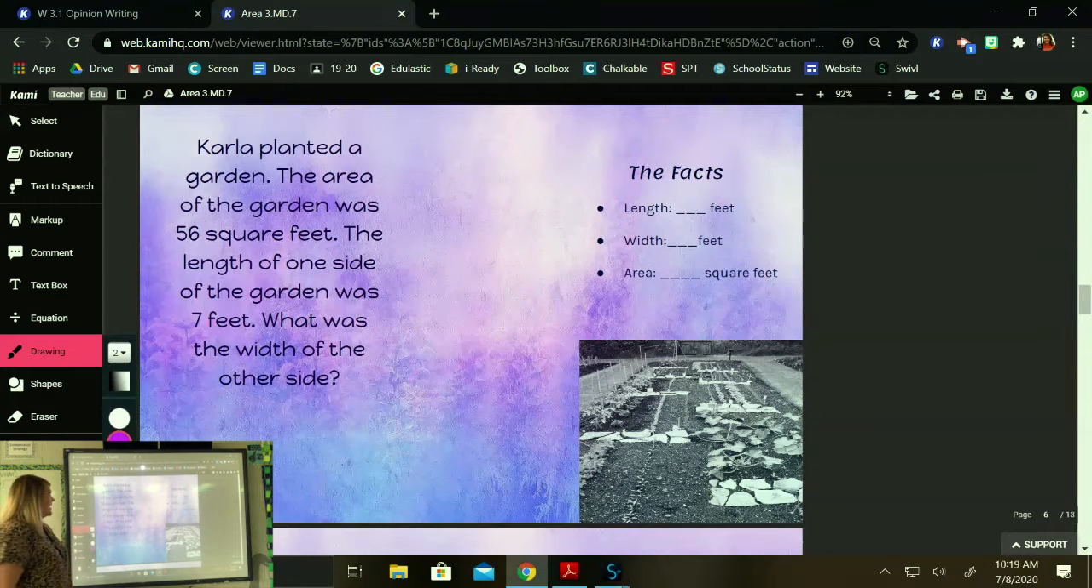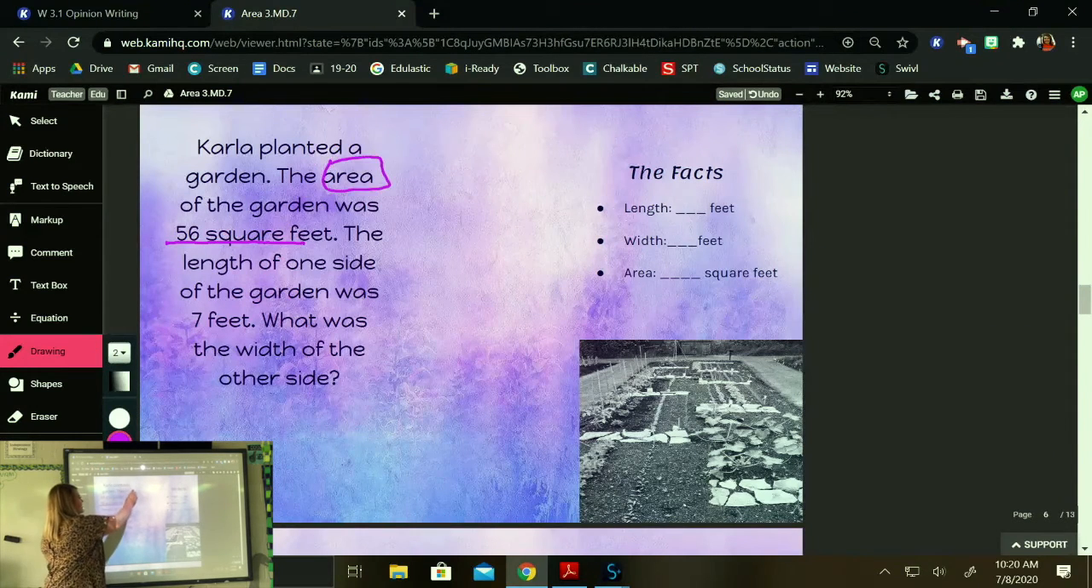Let's read it our second time. Carla planted a garden. The area of the garden was 56 square feet. I saw the word area too. So this must be our total, the total area of the garden. I would also know because the feet are squared, so it must have been after they multiplied length times width to get that square feet. The length of one side of the garden was 7 feet. What was the width of the other side? So that's what it's asking us to do.